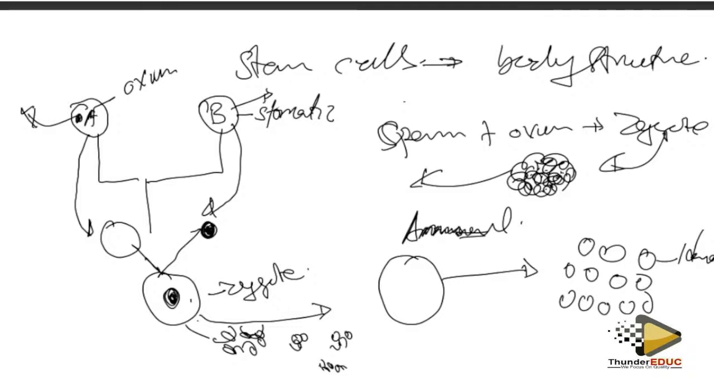Now, a question: will these babies look like B or will they look like A? They will look like B. Why? Because I use the nucleus of B. I didn't use the nucleus of A. Why did I use the shell or the casing of B? It's because I wanted this to look like a zygote, because what is outside is an ovum.